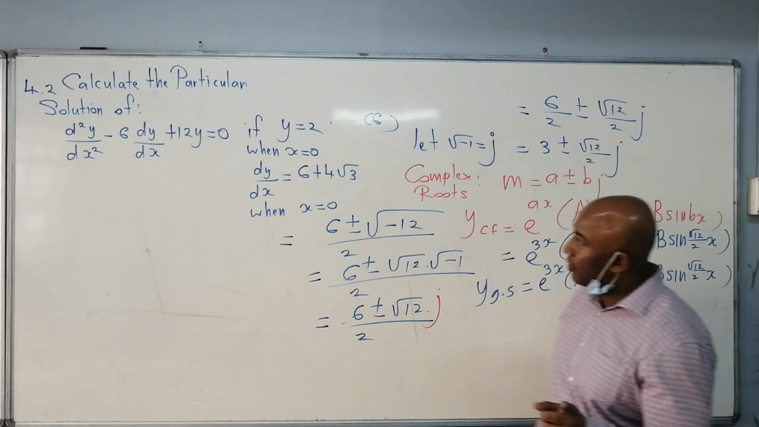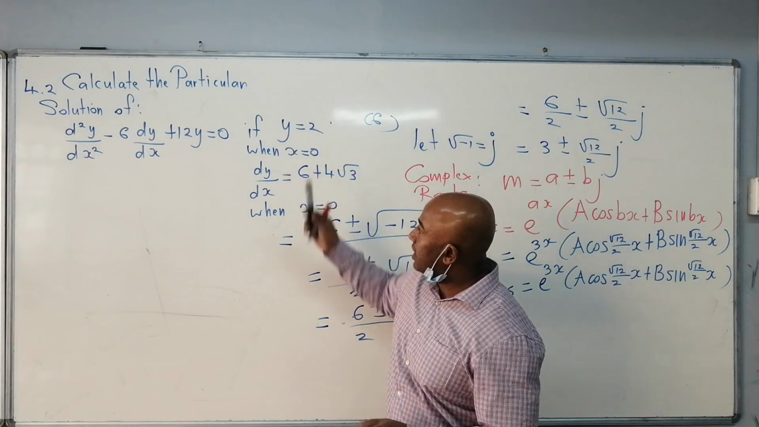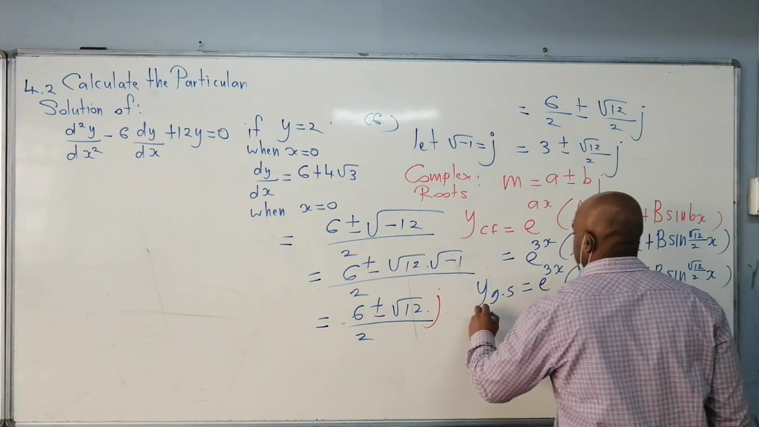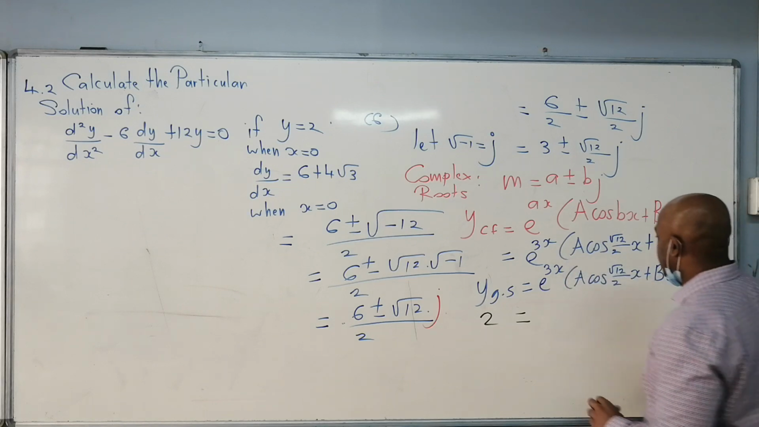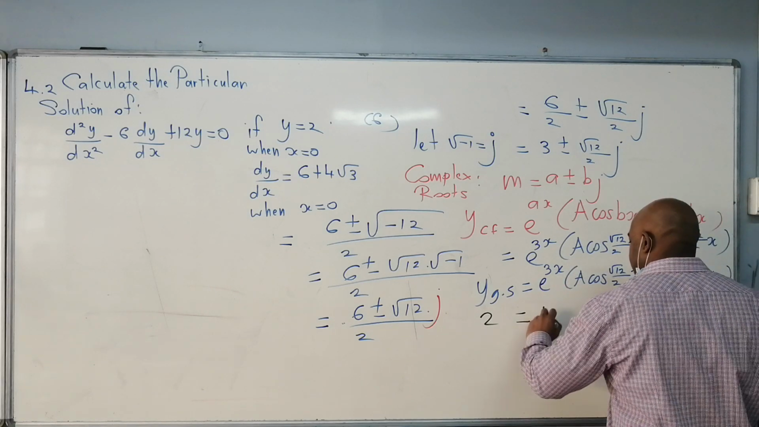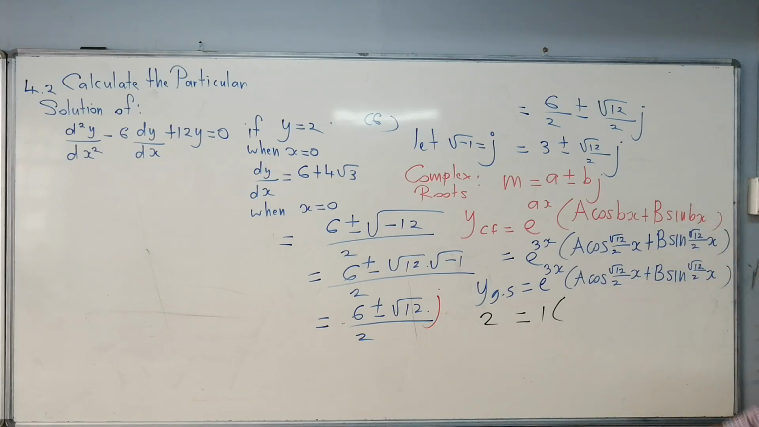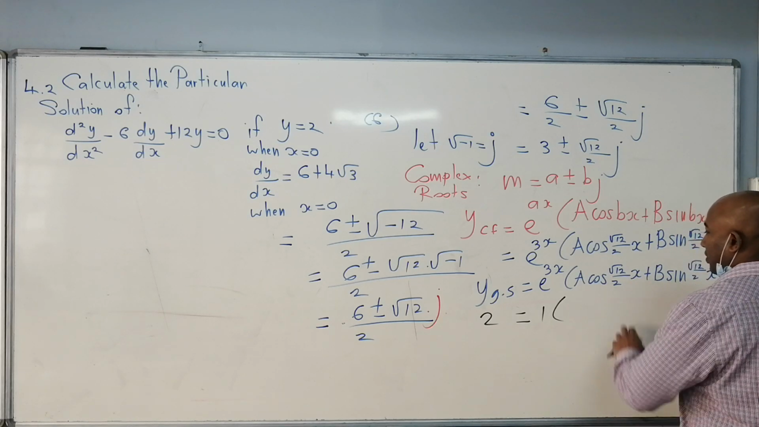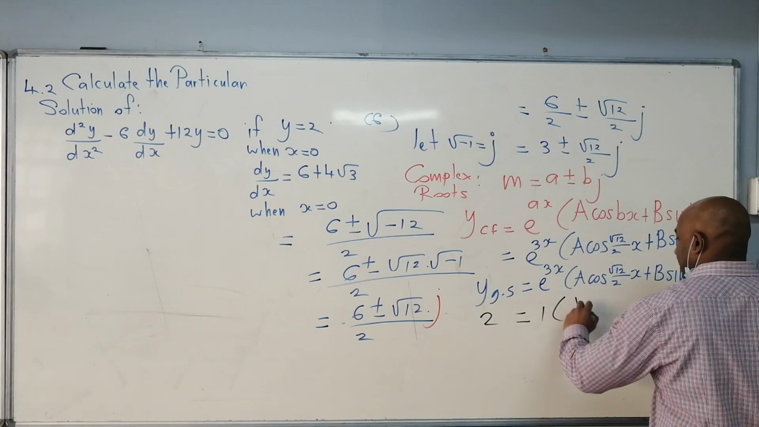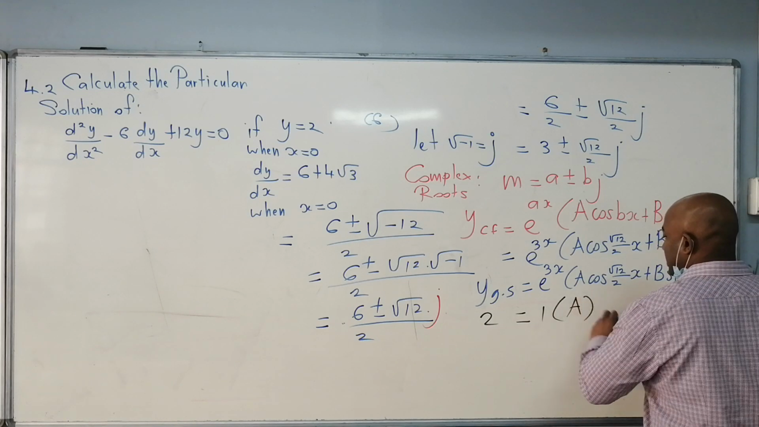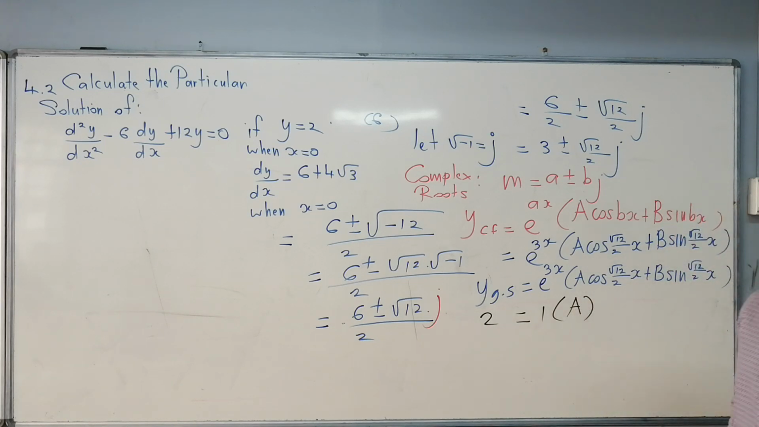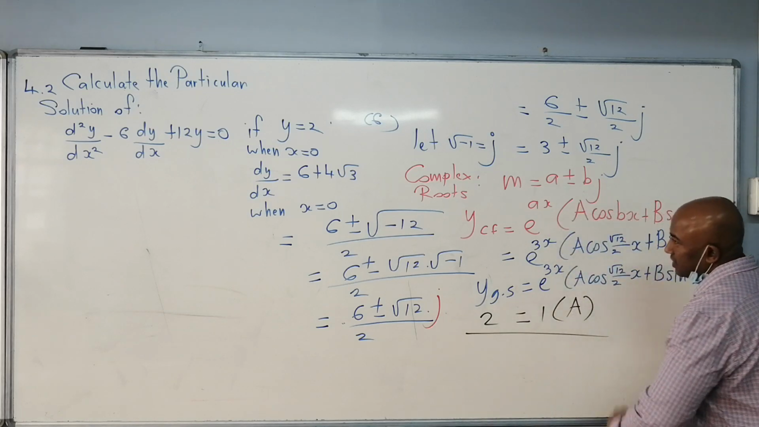Now, what do we know? When y is equal to 2, x is equal to 0. So that's my 2 there. X is equal to 0. So e to the power 0 here is 1. If I put x equal to 0 here, I know that cos of 0 is 1, so that's going to be a. And I know that sine of 0 is 0, so 0 times b is 0, so basically a is equal to 2. Straight, one time you get it.